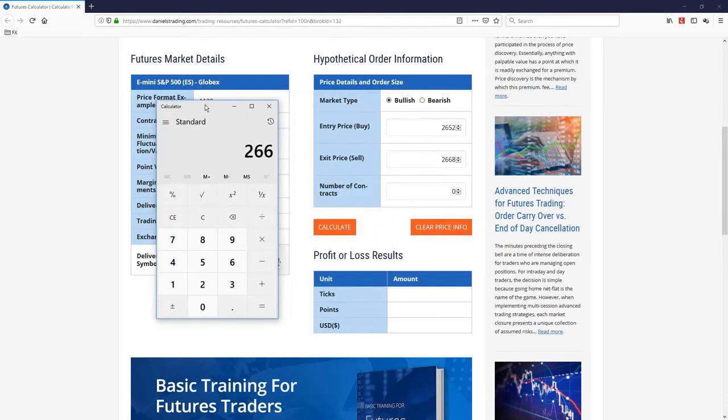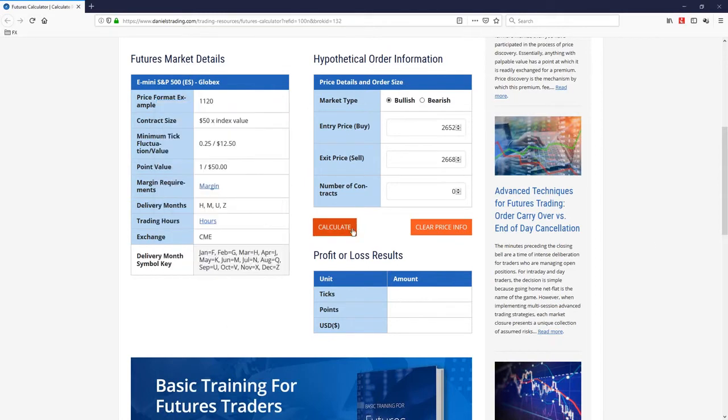You get 26.68 minus 26.52. That's 16 points, and that's $12.50 per point. That's an $800 movement. For some reason, the website's not working again. This is just somebody else's website. I just did a Google search, so that's not really what we're talking about.